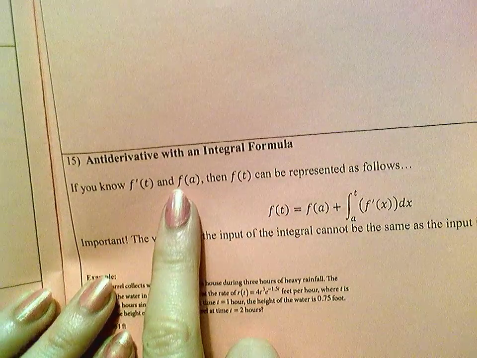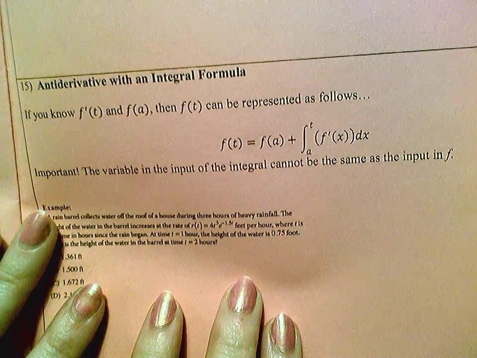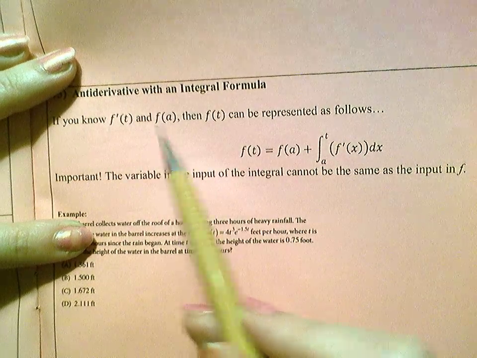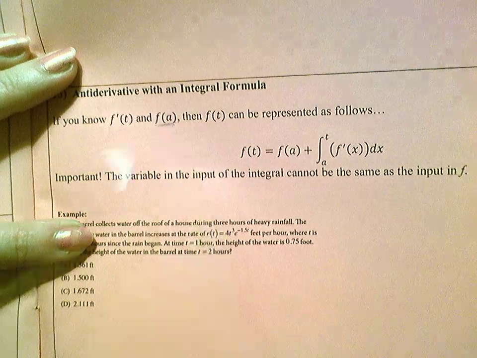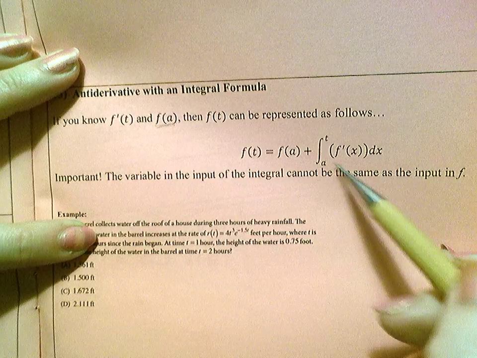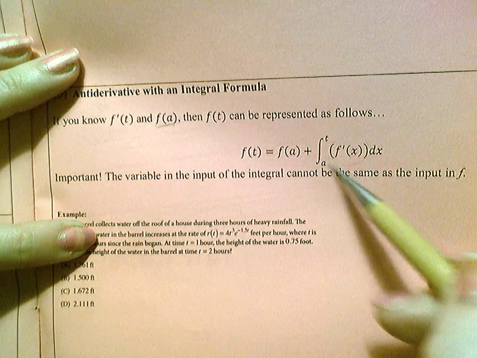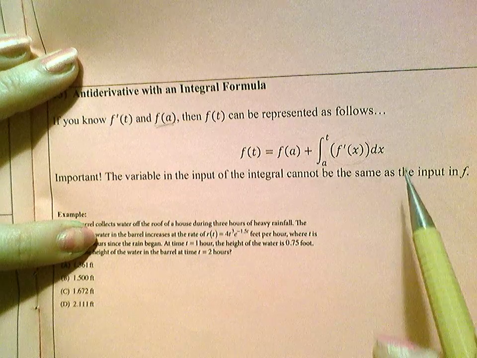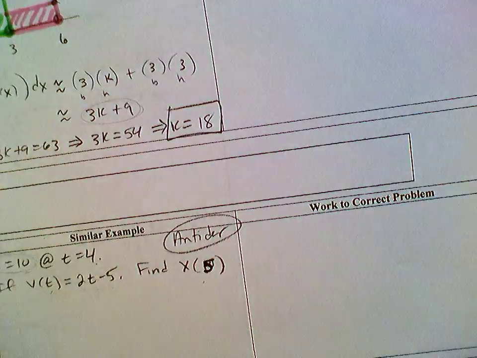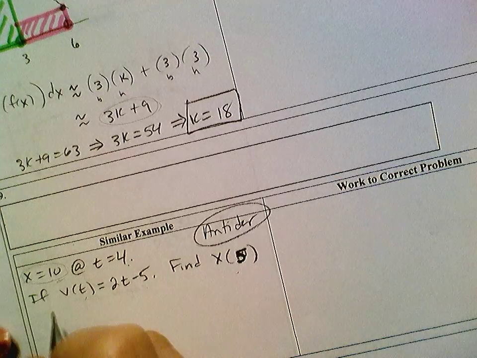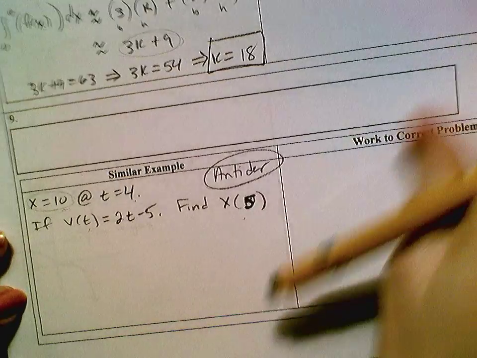I would use the antiderivative with an integral formula. This is a formula that you could use if you know just one value of the antiderivative that you're looking for, and you know the derivative of the antiderivative that you're looking for, then you could always use this formula. So I'm going to write it down. So it goes like this. Let me just write the formula down as it is.